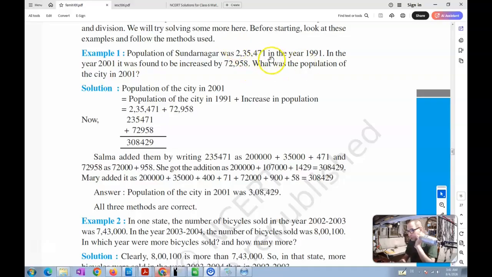So essentially we have the population in 1991, which is this number, and then in 2001 the same number was increased by 72,958. And now we want to know the population of the city in 2001, which is simple. What's important here is the keyword: increased by this number.